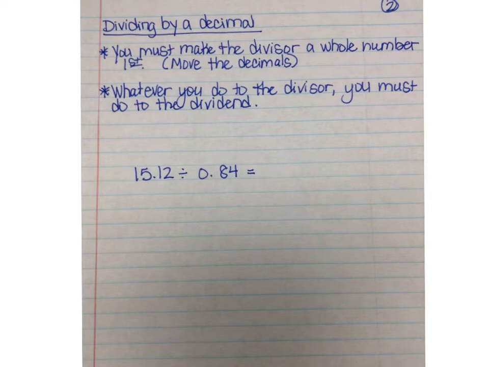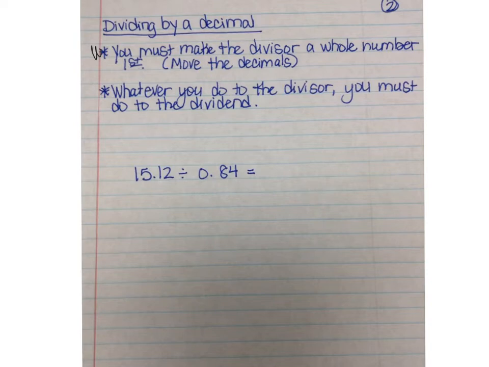Okay, so now we're going to do dividing a decimal by a decimal. So the very first thing you need to do when you have a decimal as the divisor, you need to make it a whole number. So please copy this down. The first sentence I have up there to right here. Please copy down. You must make the divisor a whole number first, or in other words, you need to move the decimal. Okay, and whatever you do to the divisor, you have to do to the dividend. So you're going to be moving that decimal as well.